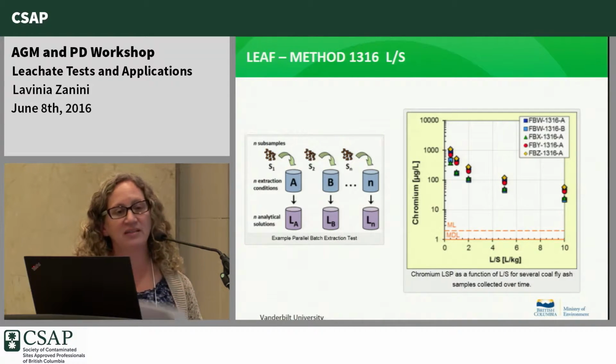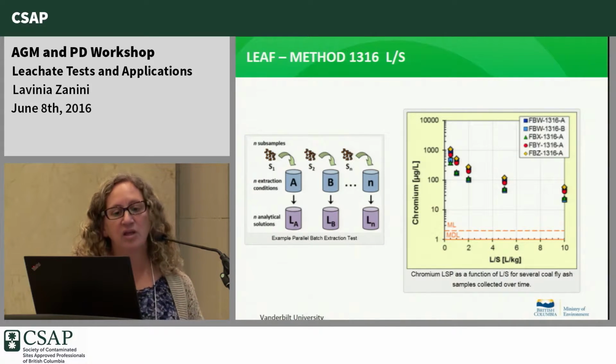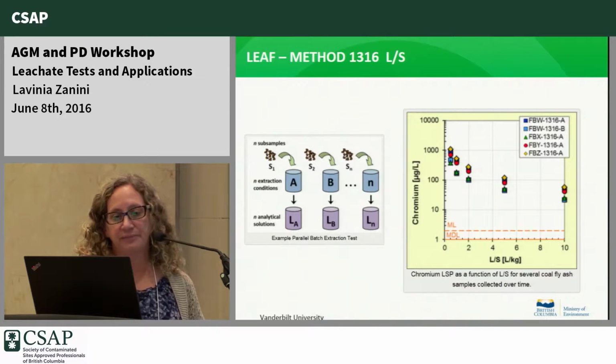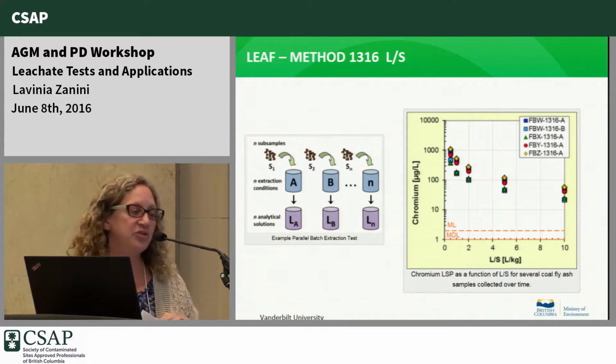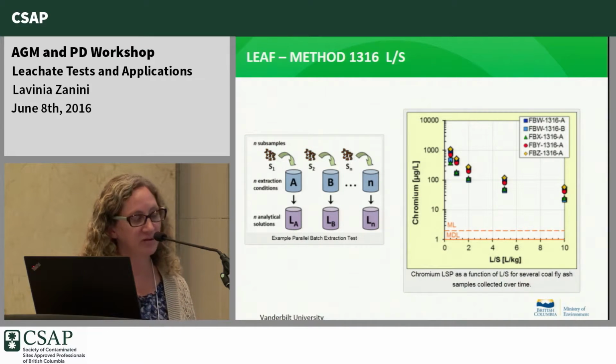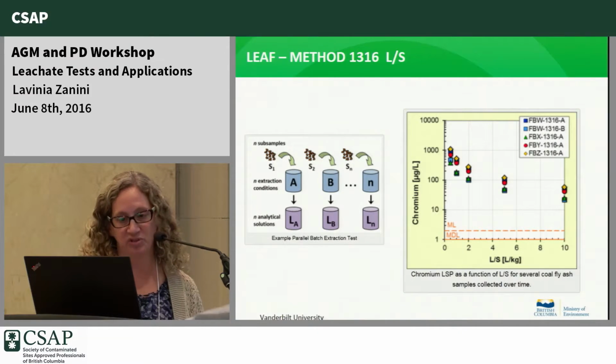And generally with this method, if you have a lower liquid to solid ratio, you would see the highest concentrations. Of course, it makes sense. And this test helps you determine whether your leachate or your contaminant is constrained by solubility conditions or if it's all available for dissolving into solution. So that's for the tier 2.